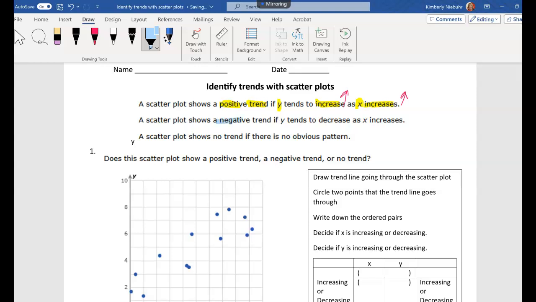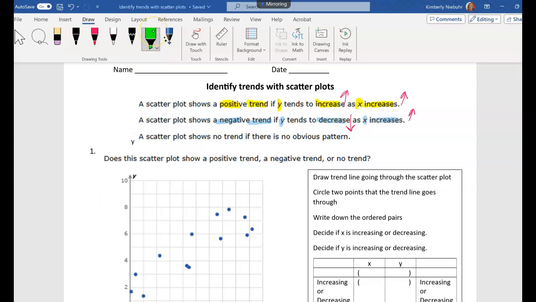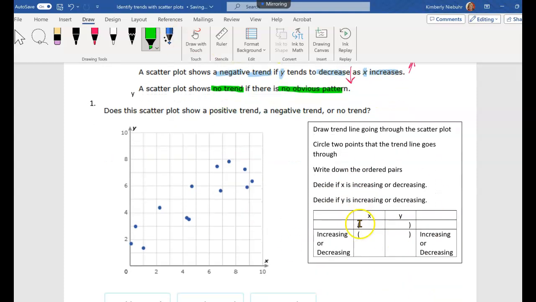And you're proving to me that a negative trend is when Y decreases as X increases. So Y is going to decrease and X is going to increase. I think there's two problems like this. The scatter plot has no trend if there's no obvious pattern. Notice that this is where you're going to prove it to me.